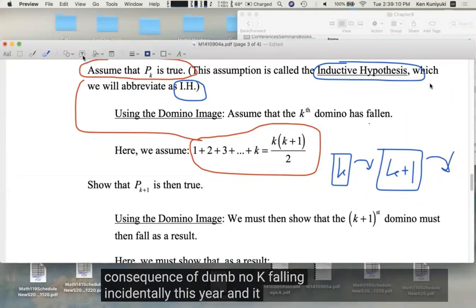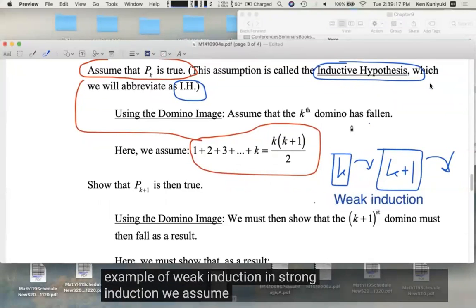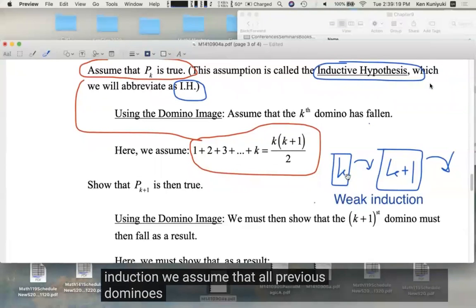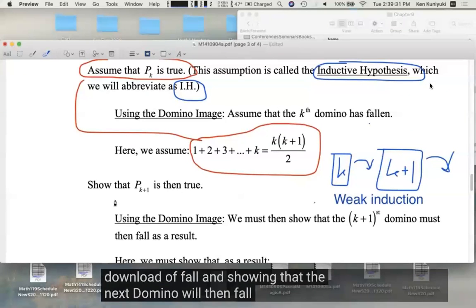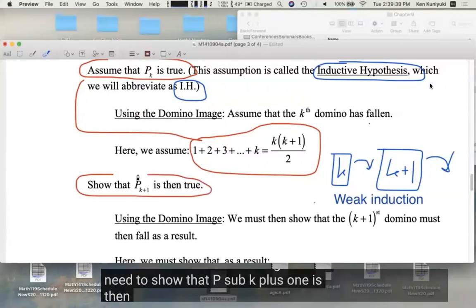Incidentally, this here is an example of weak induction. In strong induction, we assume that all previous dominoes down to 1 have all fallen. That's for strong induction. For weak induction, we just need the previous domino to fall and show that the next domino will then fall. All right. So we need to show that P sub k plus 1 is then true.